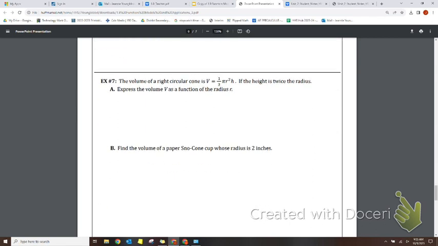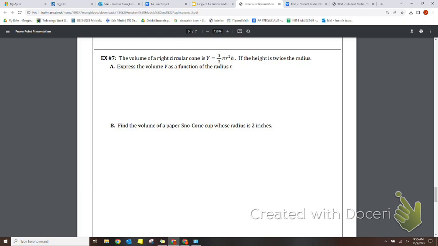All right, example 7 tells us the volume of a right circular cone is V is equal to 1/3 pi r squared h. If the height is twice the radius, it wants us to express the volume V as a function of the radius r. So we want to get V where only r is our variable.